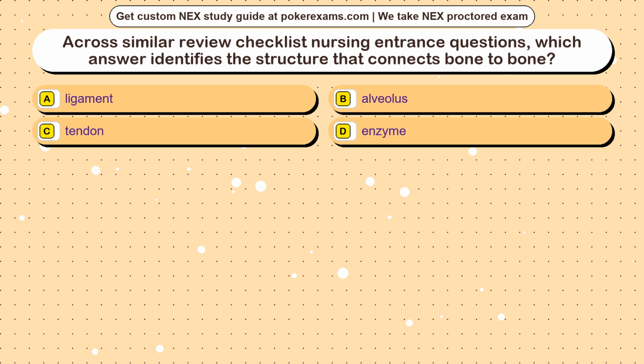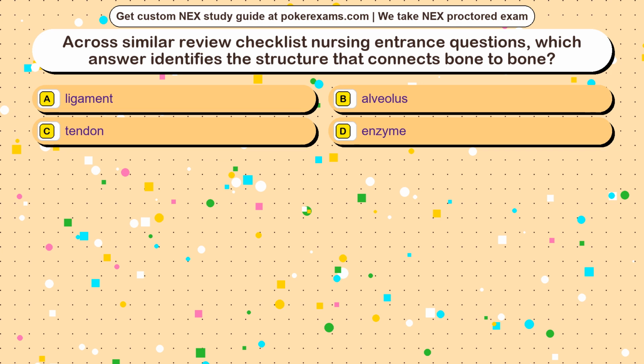Question 20. Across similar review checklist nursing entrance questions, which answer identifies the structure that connects bone to bone? Option A, ligament. Option B, alveolus. Option C, tendon. Option D, enzyme.